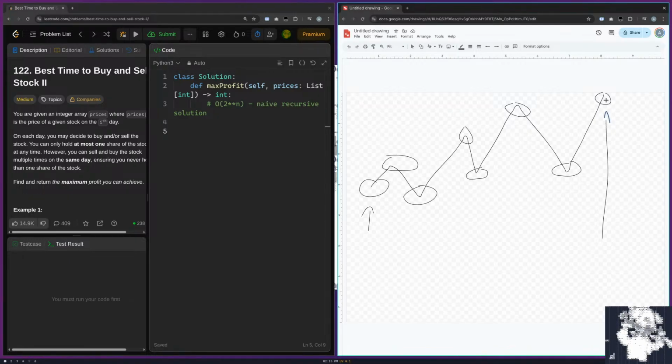Because here the profit would be only the difference between this height and this height, but if you buy, sell, buy, sell, buy, sell, buy, sell, then it's like this is connected up here, this is connected up here, you're skipping all of the downwards and you're only buying the upwards. So that's going to be what we want to do.